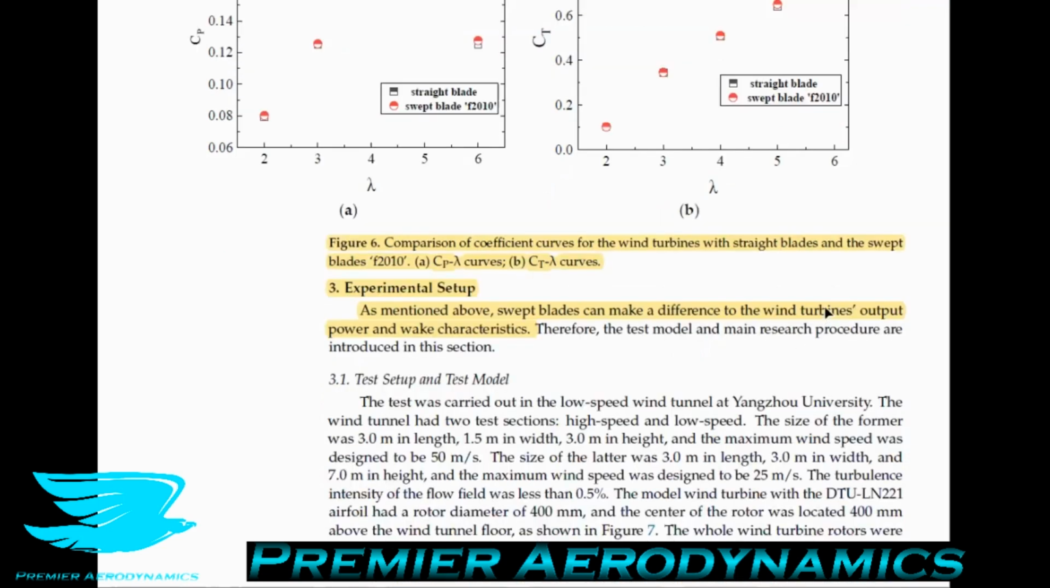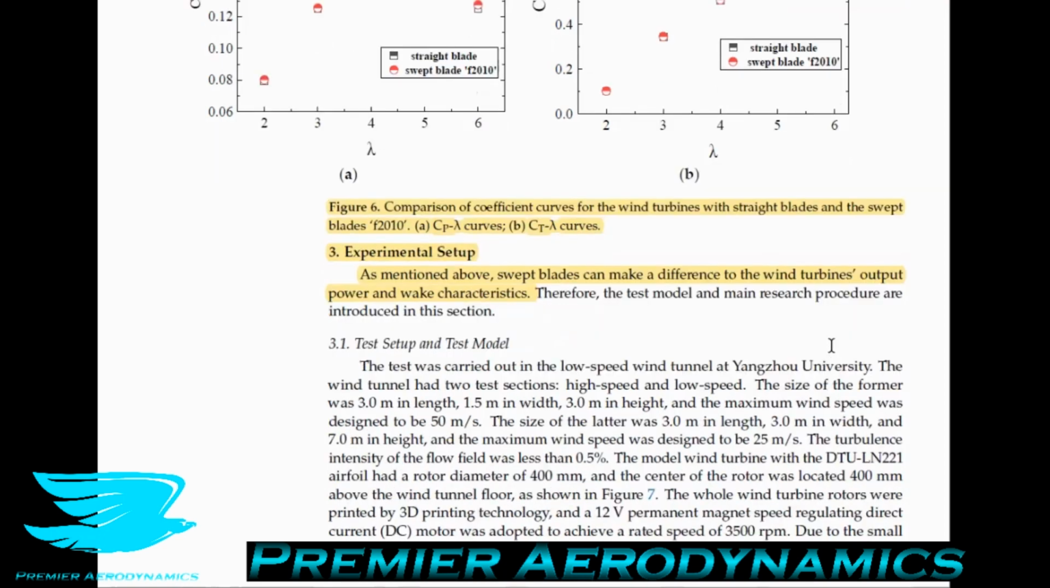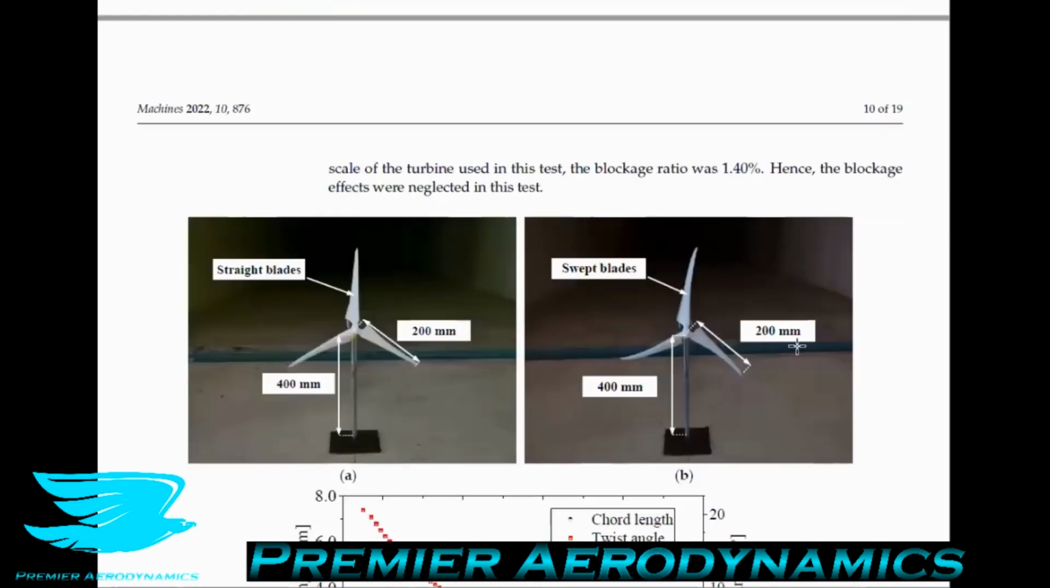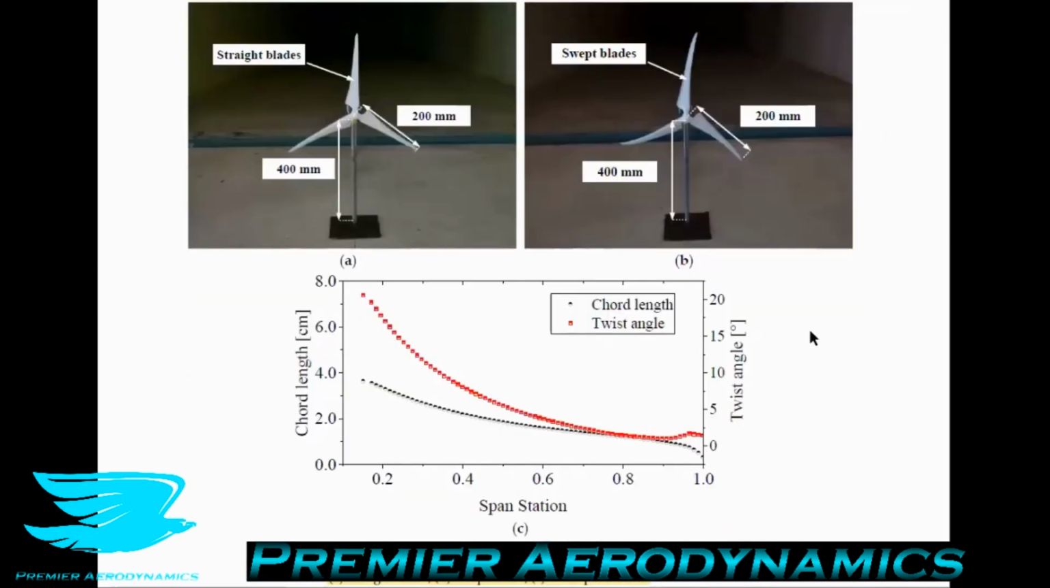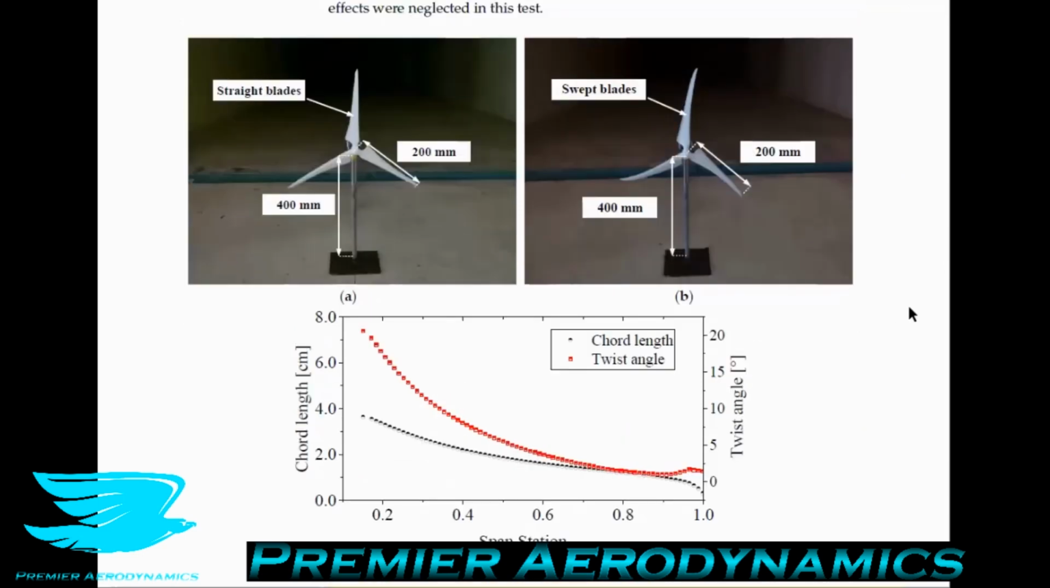So let's continue with the experimental setup. And you can find this paper in the link in the description. It's open access. So they say, as mentioned above, swept blades can make a difference to the wind turbine's output power and wake characteristics. So they have a picture here, figure 7, showing the setup of their wind turbines in their wind tunnel. They say the wind tunnel had two sections, a high speed and a low speed section. The size of the former, so the high speed section, was 3 meters in length, 1.5 meters in width, and 3 meters in height.